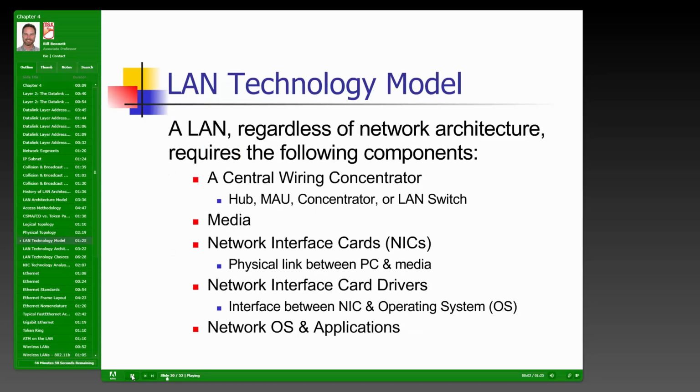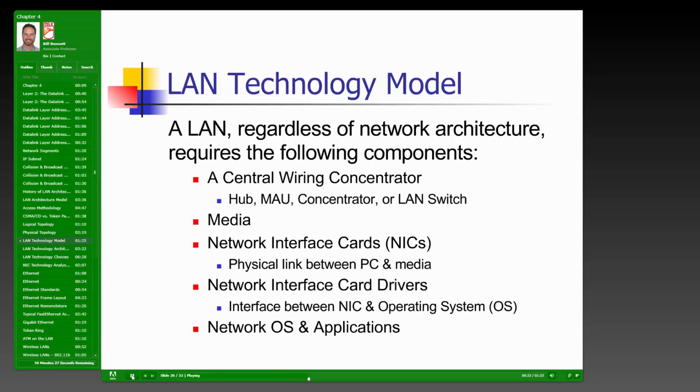So here's our local area network technology model. A LAN, regardless of its network architecture, requires these components. It has to have some sort of central wiring concentrator. That would be a hub or a MAU. MAUs are used in token ring networks, and that stands for multiple access unit. A concentrator, which really is a hub, or a LAN switch. So the device that everything is connecting to.